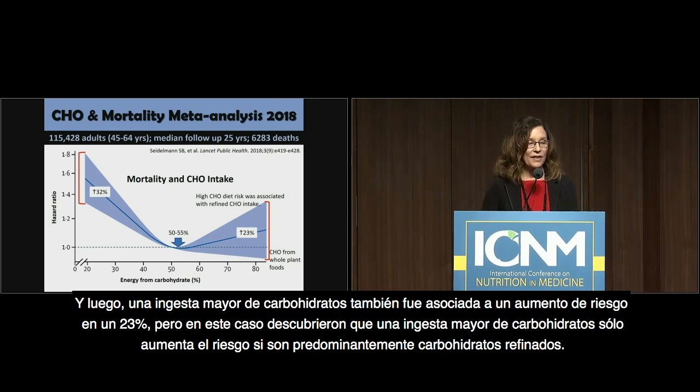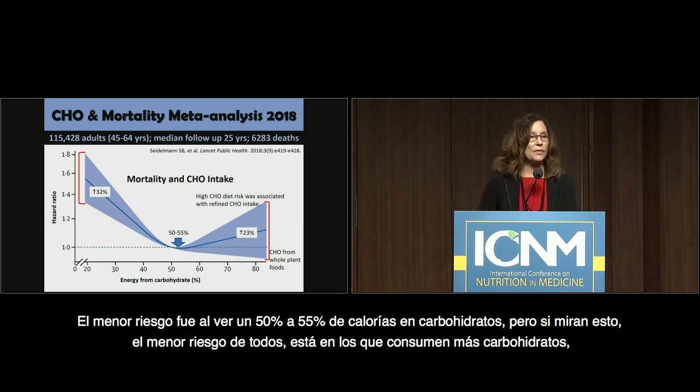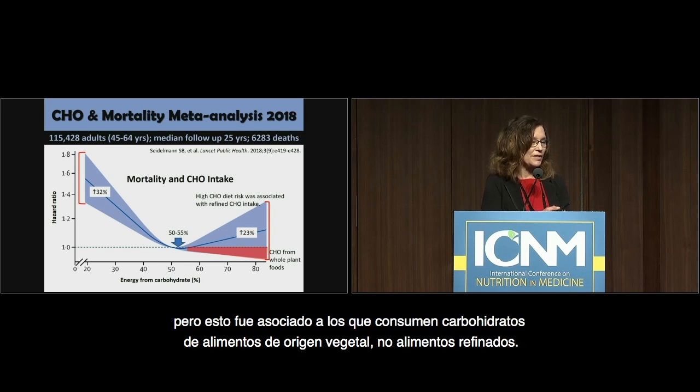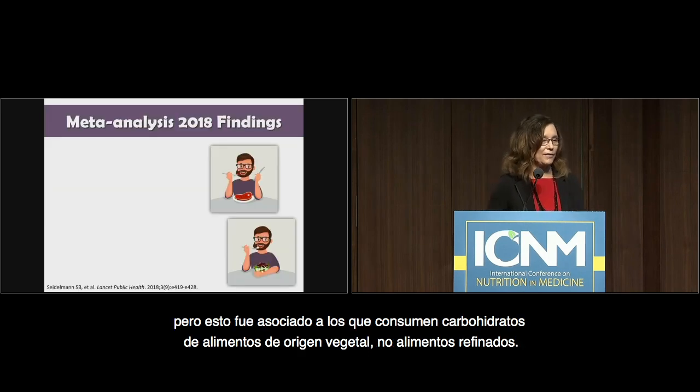But in this case, they found that high carbohydrate diets increased risk only when it was predominantly refined carbohydrates. The lowest risk was at about 50 to 55% of calories from carbohydrate. But if you look at this, the very lowest risk was also in the highest carbohydrate consumers, but that was associated with consuming carbohydrates from whole plant foods, not refined foods.